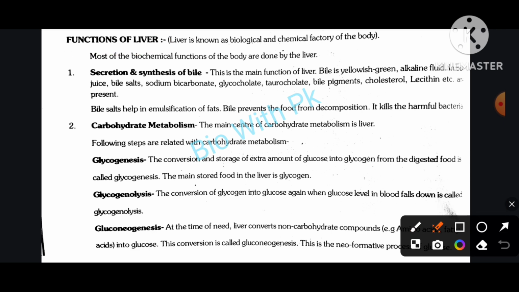Functions of the liver. The liver is known as the biological and chemical factory of the body. Most of the biochemical functions of the body are done by the liver. Number one, secretion and synthesis of bile. This is the main function of the liver.